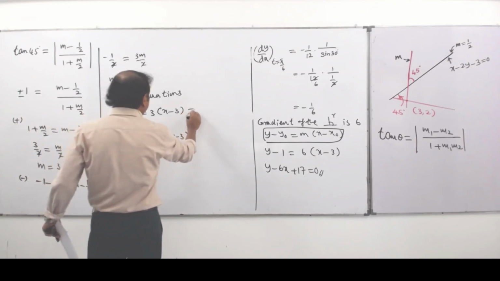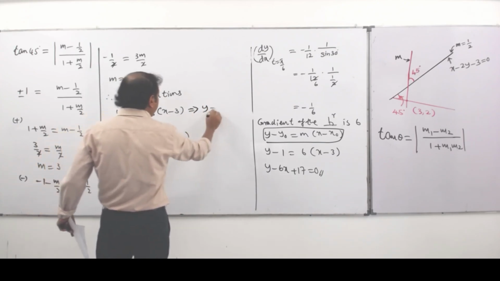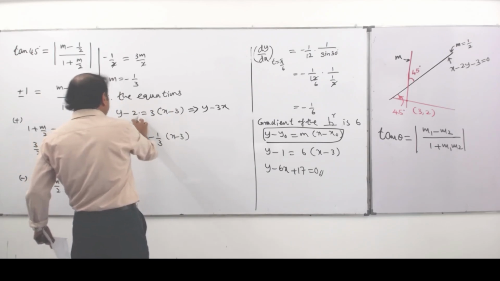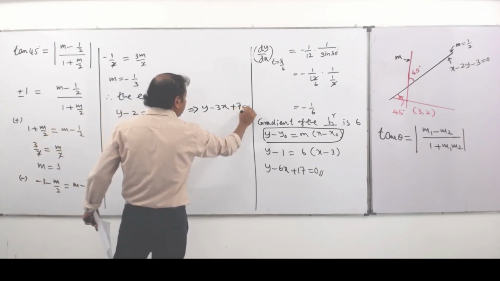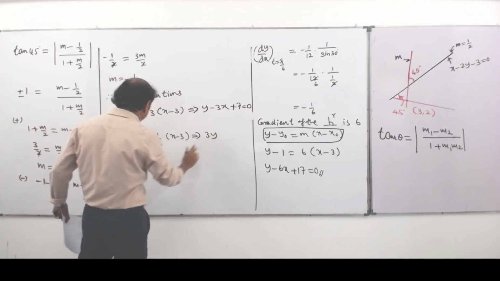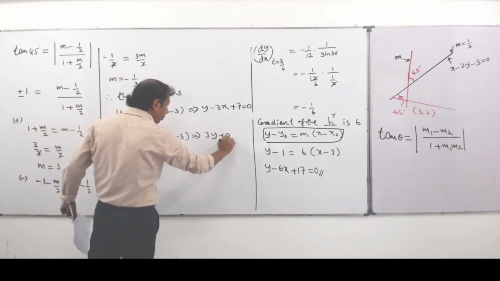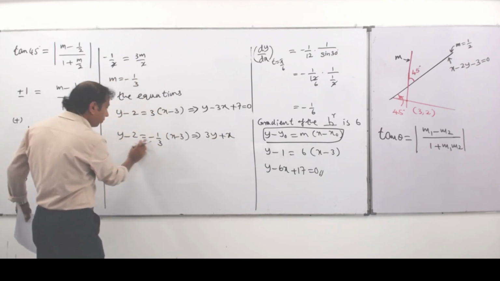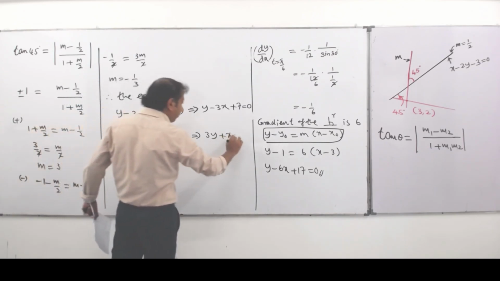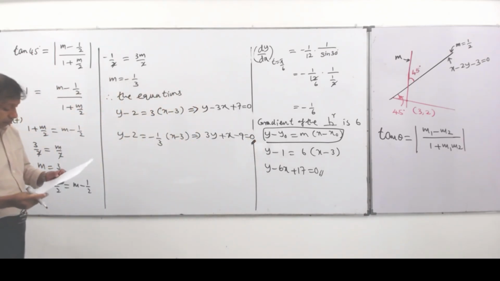So this one gives us y, 3x to the left-hand side, minus 3x minus 9 plus 9 minus 2, 7, so 0. Here we get 3y, right? And minus x when you take this side plus 6, minus 6, plus 3, plus 3 when you take this side, minus 3 minus 9. These are the two equations of the required lines. Right.